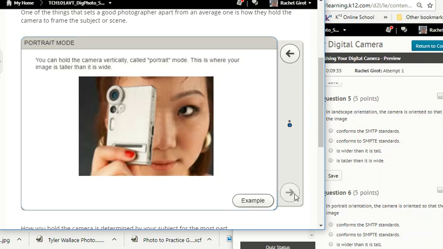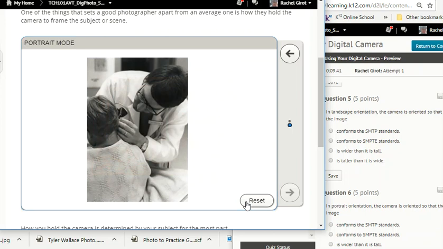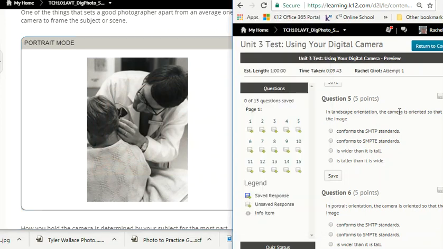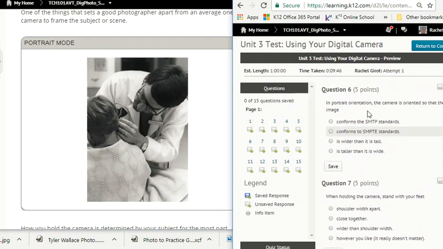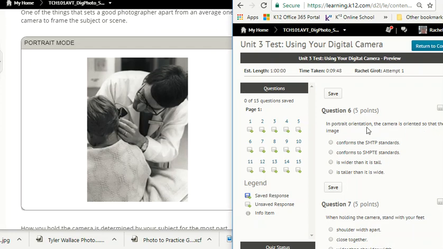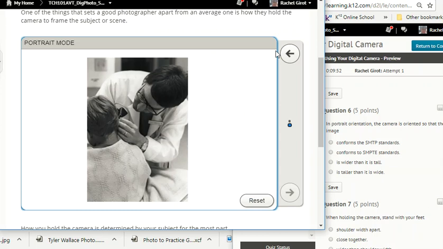Portrait mode, you can hold the camera vertically, called portrait mode. This is where your image is taller than it is wide. All right, next question. In portrait orientation, the camera is oriented so that the image is taller than it is wide.